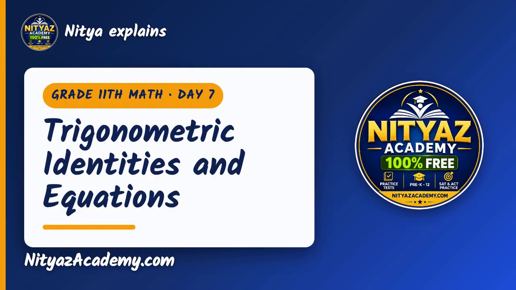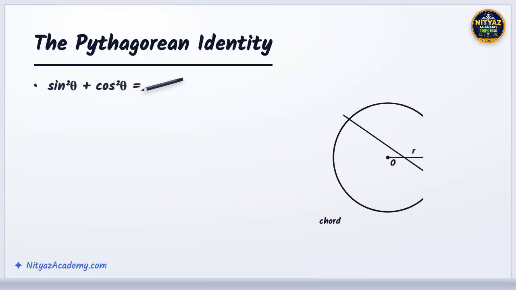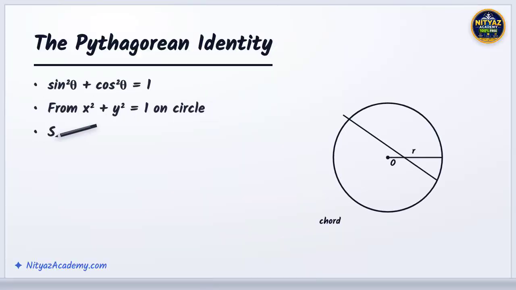Let's learn trigonometric identities and equations together, step by step. The most important trig identity is sine squared theta plus cosine squared theta equals 1. It comes straight from the unit circle, where x squared plus y squared equals 1.